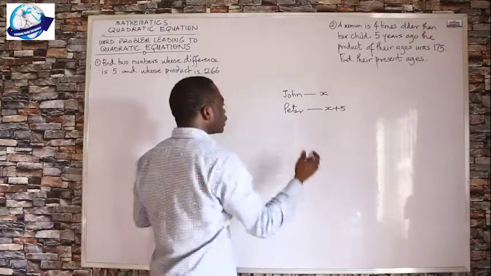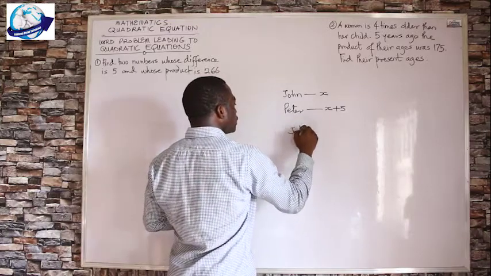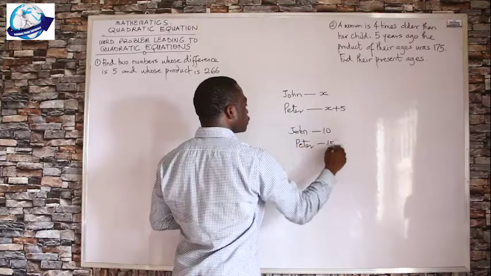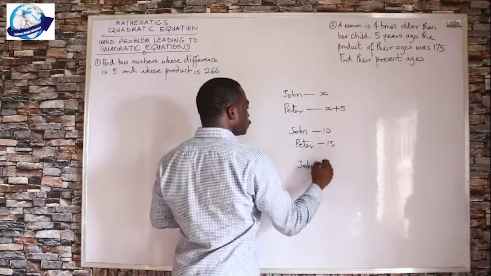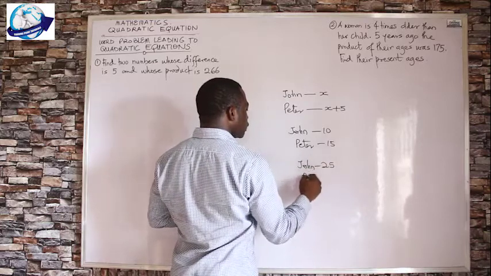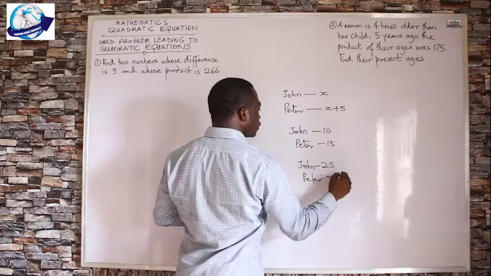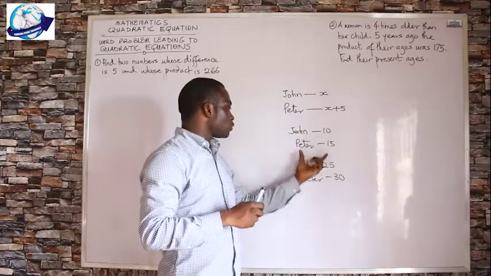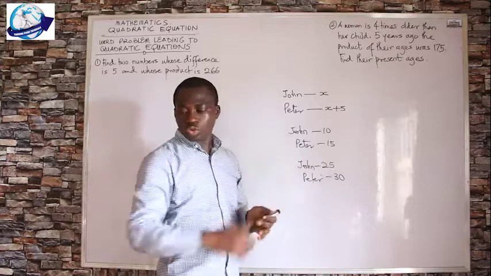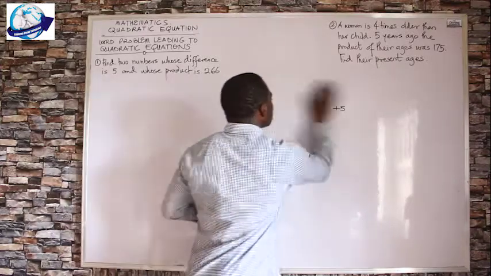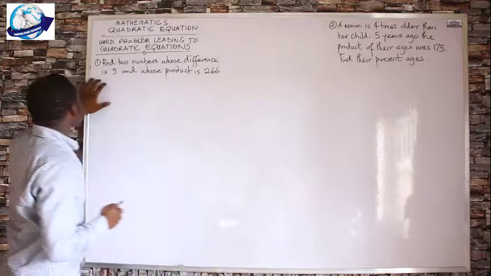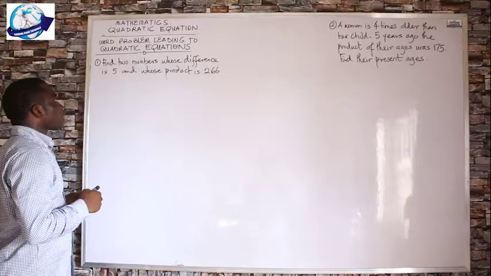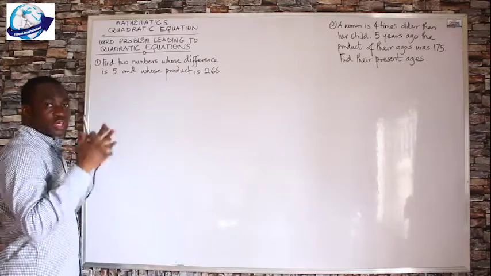So if John is 10, then Peter should be 15. If John is 25, then Peter should be 30. So the difference between them is 5: 10, 15, 25, 30. Get the point? So let's apply that principle here now. Quickly going back to the question: find two numbers whose difference is 5 and whose product is 266.